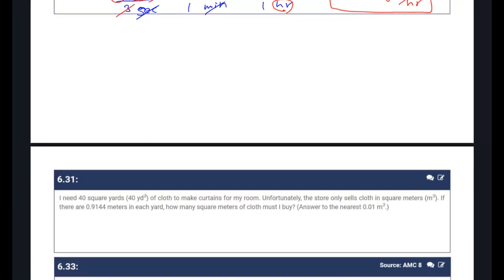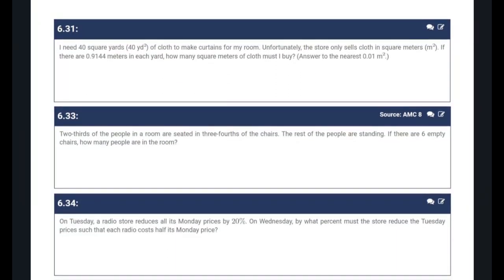All right, 6.31. I need 40 square yards, that's an area unit, right? Of cloth to make curtains for my room. Unfortunately, the store only sells cloth in square meters. Those are different units, right? Both are area, but one is square yards and the other is square meters.